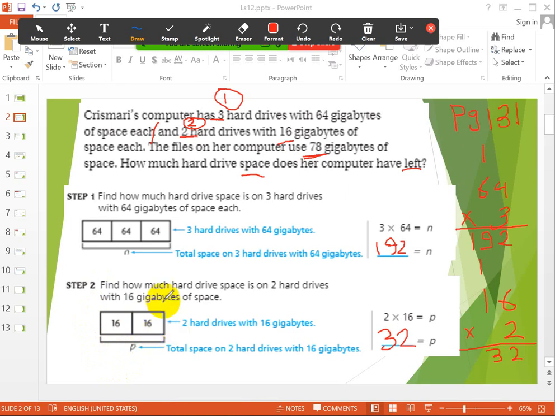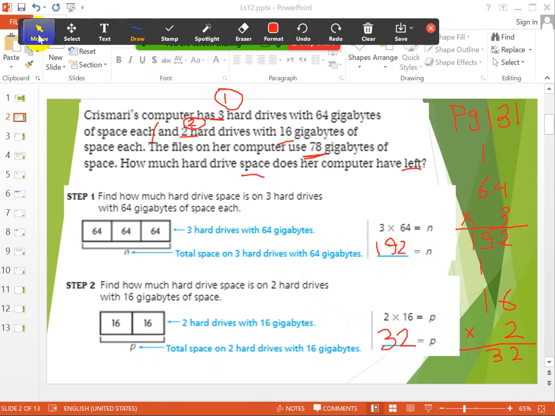So if I want to know the total space for this, I have to add 16 plus 16. But in the easiest way, I will use multiplication, because look, I repeated 16 two times. That means to find the total space for kind B, I have to multiply 2 by 16. The answer will be 32. So the total space for kind B is 32 gigabytes. The total space for kind N is 192 gigabytes.